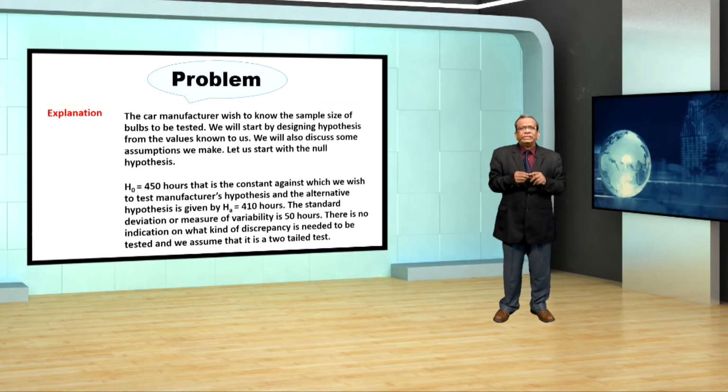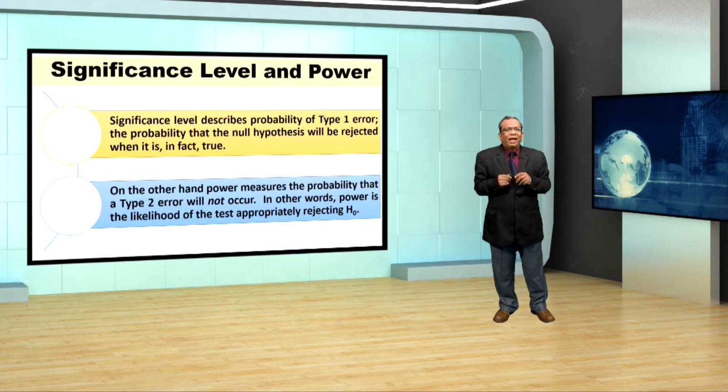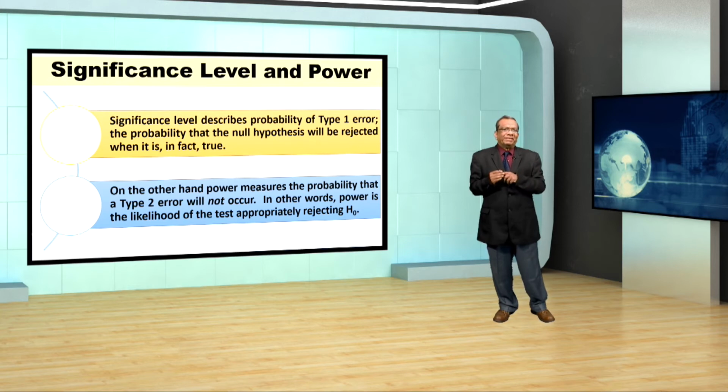Now, there is no indication of what kind of discrepancy is needed to be tested. Therefore, when we do not know about the kind of discrepancy, we use two-tailed test. Now, significance level and power.